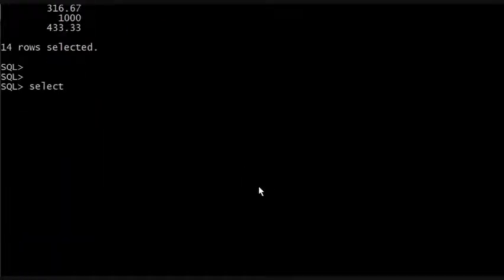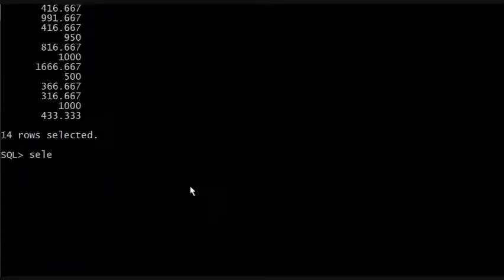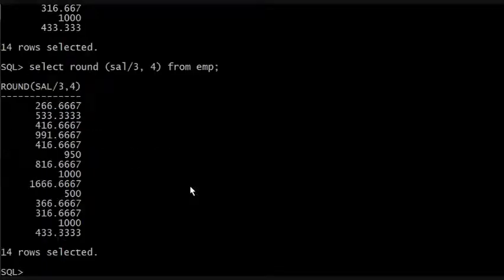Very simple. Select round, parentheses, sal divided by 3, comma, space, and let's do 3 decimal places from EMP. Now it's 3 decimal places. All right, and let's do 4 decimal places. Select round, sal divided by 3, comma, space, 4, close parentheses, from EMP.